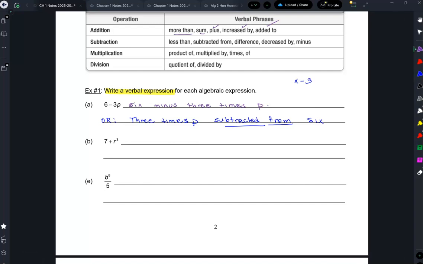Okay, can somebody tell me what you think this could be? Yep. 7 plus r to the third power. Sounds good to me. That's actually exactly what I have. 7 plus r to the third power. Now, you can say 7 more than, 7 added to, whatever, okay?